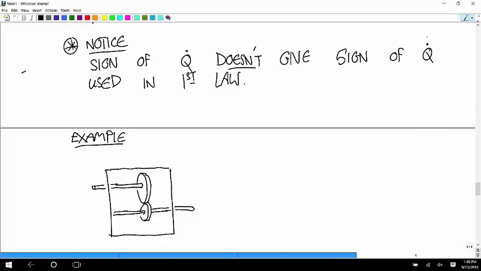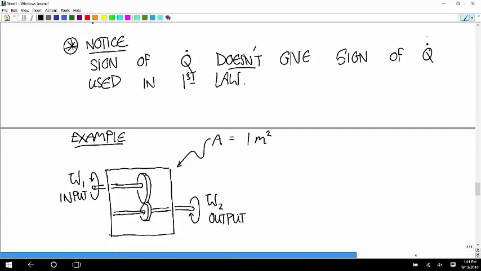And the cross-sectional area of this box is 1 meter squared. And there's work done over here. That's the input. And after it comes out of this gearbox, it turns this gear to do work. That's work to output. That's what you use the gearbox for.